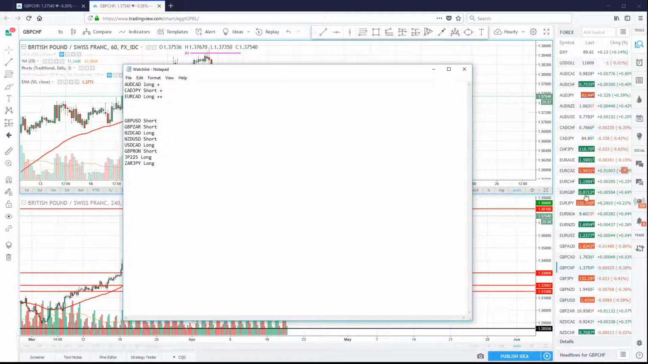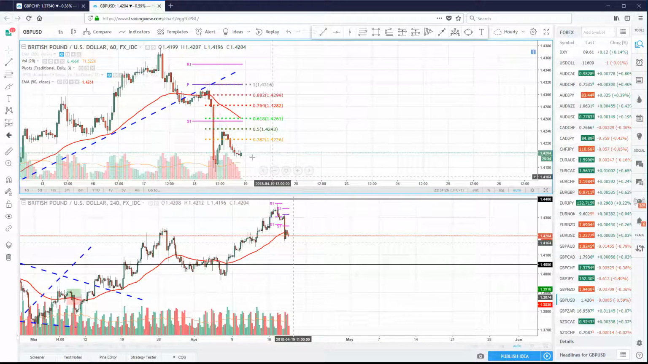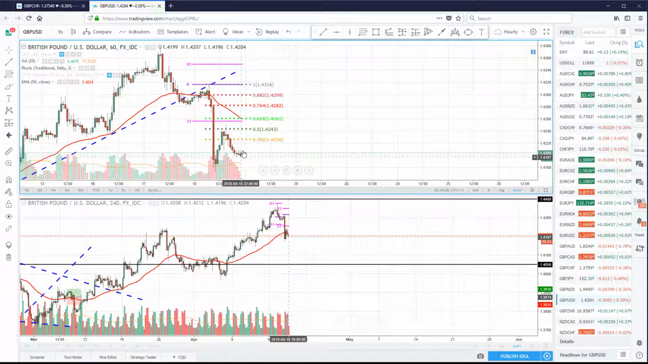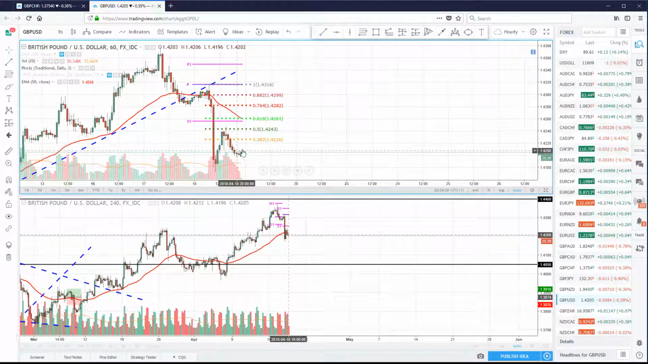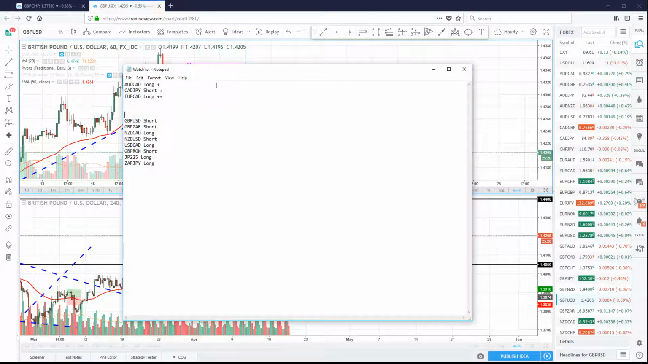Pound dollar. Well, we know the views on that on the higher time frames. We are bearish. I don't like that. It's had its pullback, moved back down. If it pulls back again, it's then made a higher low and then a higher high, which means it had a mini trend change. Not interested in that one.